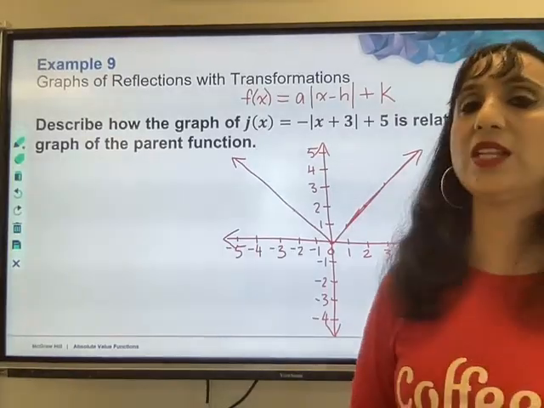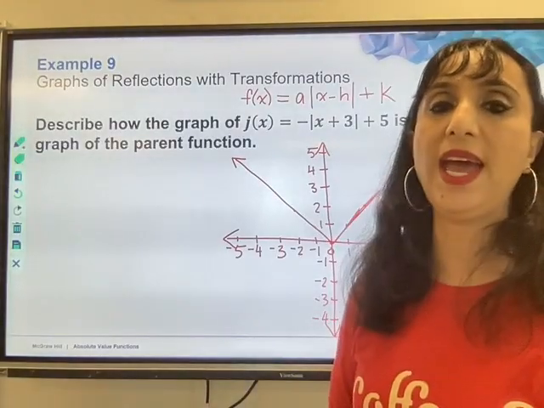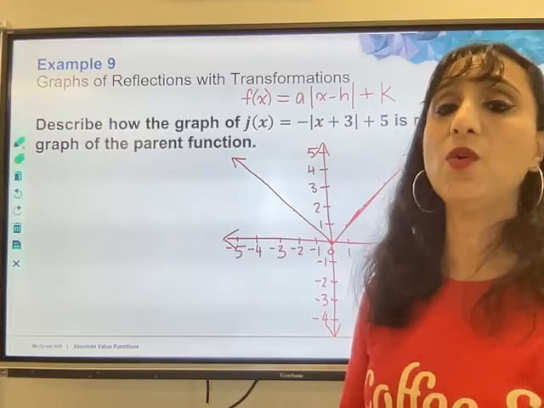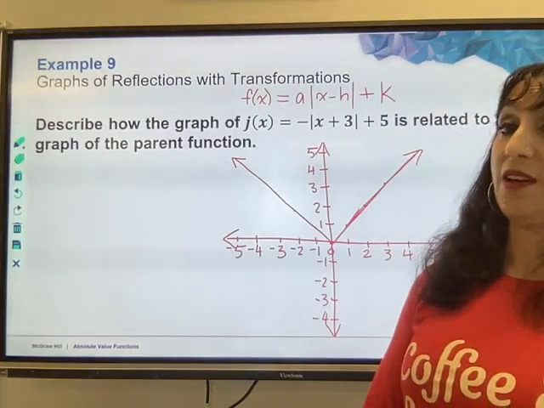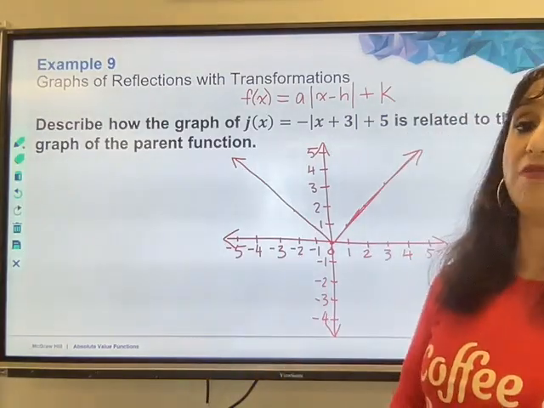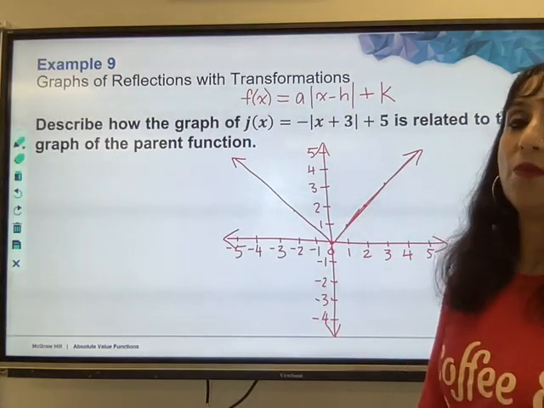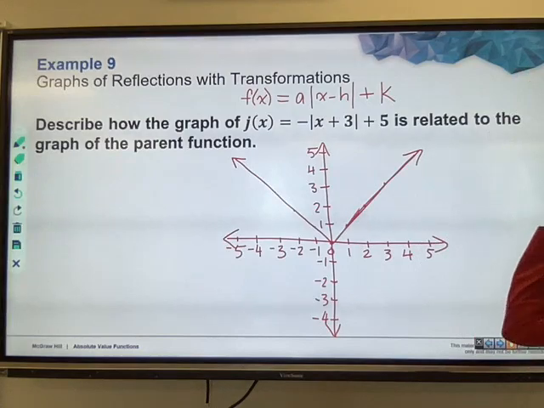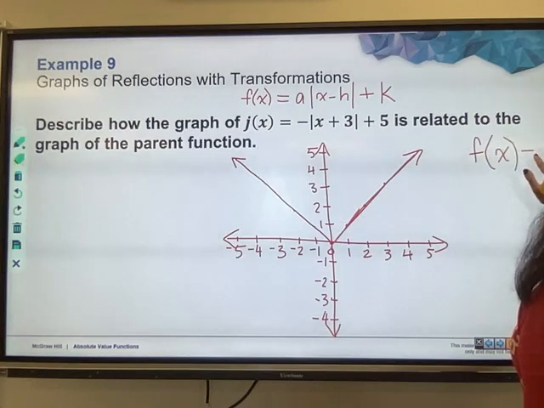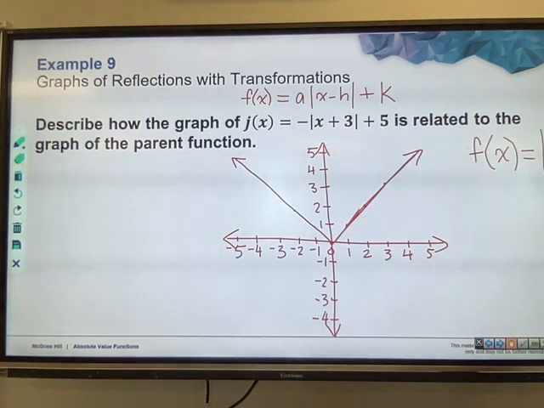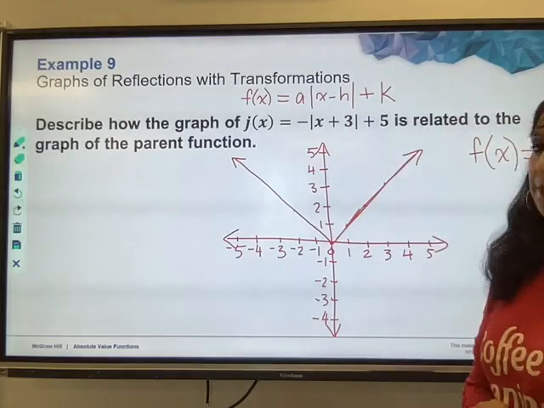All right, so let's look at this problem. It's saying describe how the graph of j of x is equal to negative the absolute value of x plus 3, plus 5, is related to the graph of the parent function. We know that the parent function is f of x is equal to the absolute value of x. And this is the graph of the parent function.